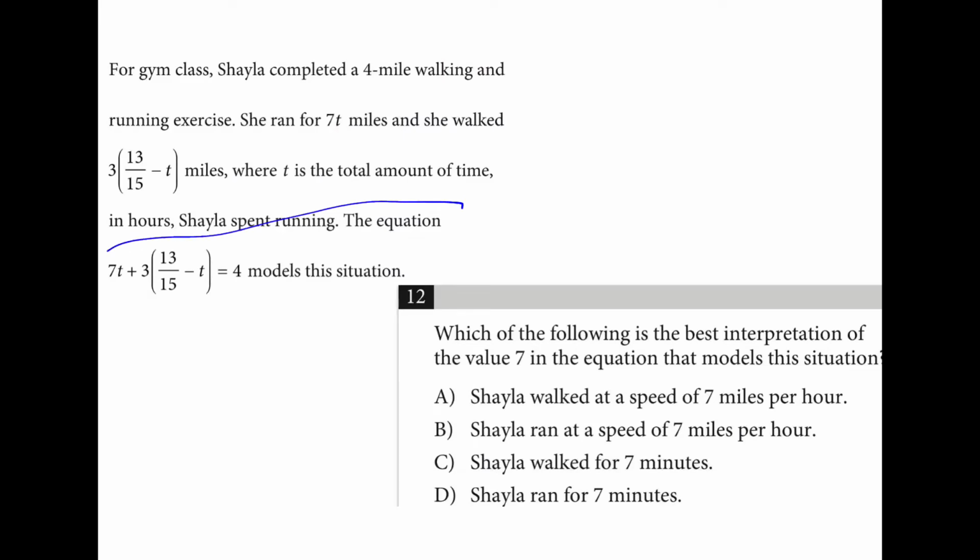So we're looking at this equation, which incorporates how much Shayla ran and walked, and is looking at the total amount of time. The 7 comes from the running part, so that tells us the speed that we're running at.